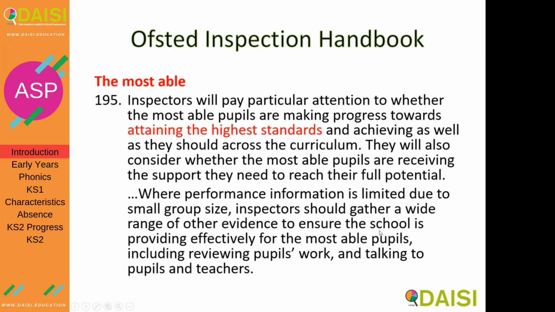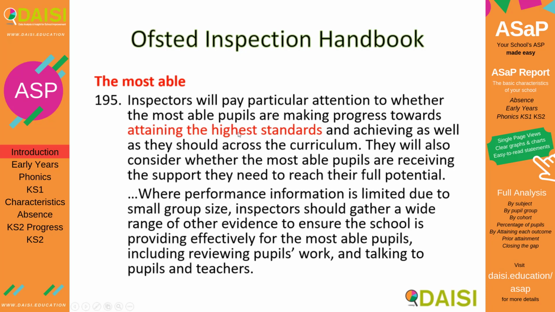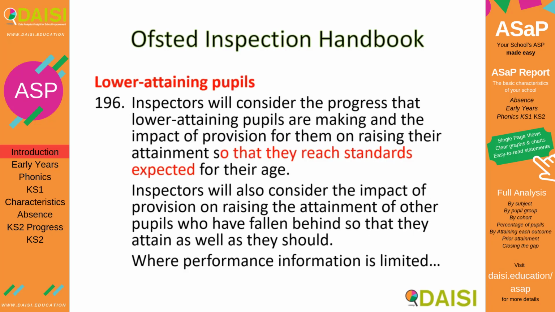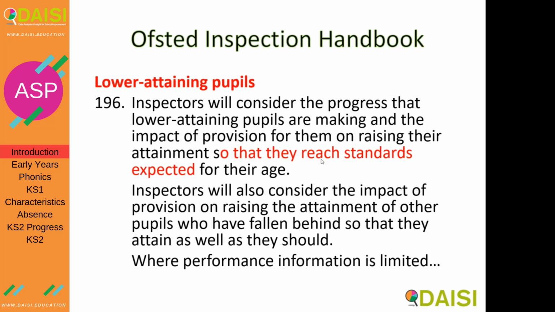For your most able pupils, Ofsted will be looking to see how your pupils are making progress towards attaining the highest standards. So it's not sufficient for your Key Stage 1 Level 3 pupils to be making the expected standard. It's whether they're getting the highest standards, the high standard or greater depth. For your lower attaining pupils, are you getting them to a situation so they reach standards expected for their age? So in old currency, your Level 1 pupils at Key Stage 1, have you got them up to Level 4? Have you jumped a level? They're meant to make 2 levels of progress under the old curriculum. Did they make 3?